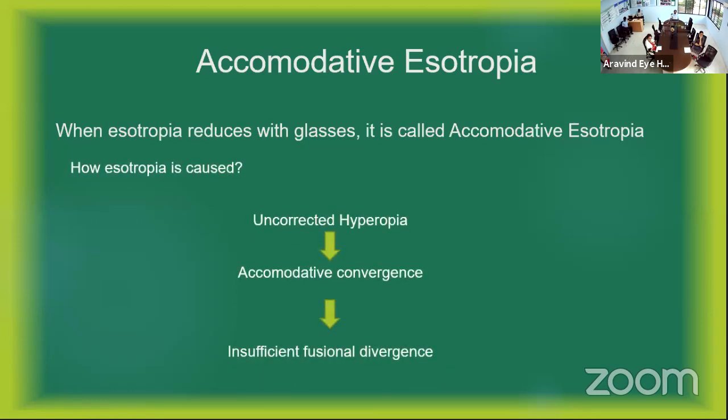So why is esotropia caused? There is an uncorrected refractive error, like uncorrected hyperopia, which causes blurring of vision. When the child sees blurred vision, they automatically accommodate to get more clarity. Along with accommodation, we have convergence also, so the eye goes for convergence. In these patients, usually the fusional divergence is weak or insufficient to hold the eye straight. So this is the mechanism by which the esotropia is produced when there is an accommodative component.